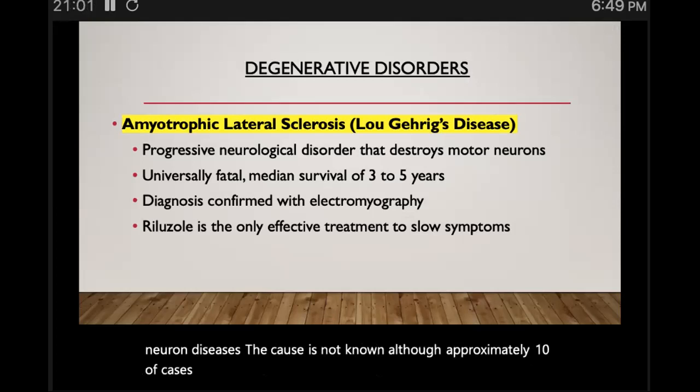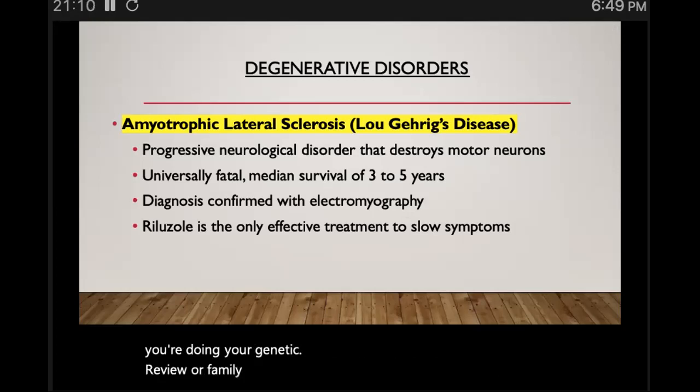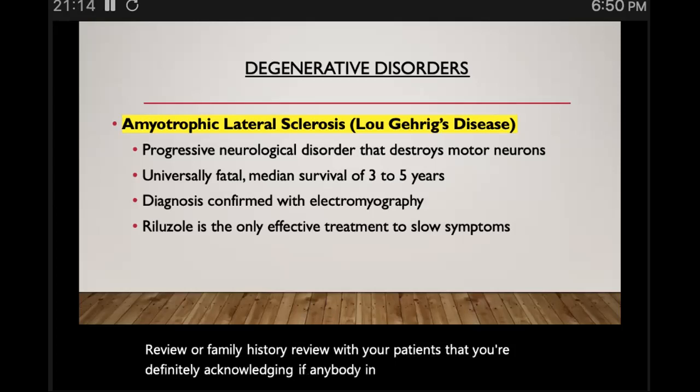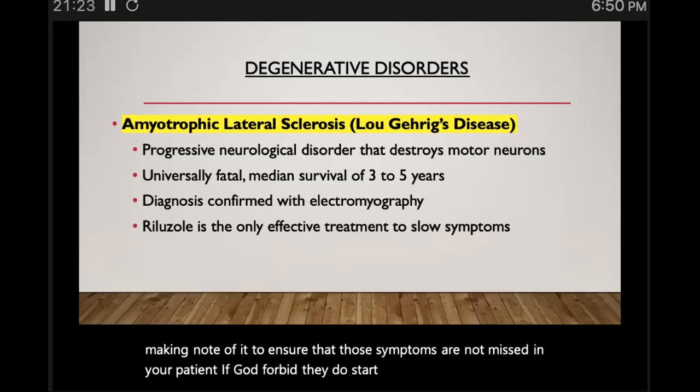So you definitely want to make sure when you're doing your genetic review or family history review with your patients, that you're acknowledging if anybody in the family had ALS and making note of it to ensure that those symptoms are not missed in your patient if, God forbid, they do start to manifest.